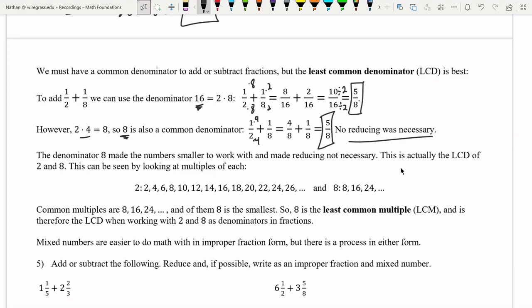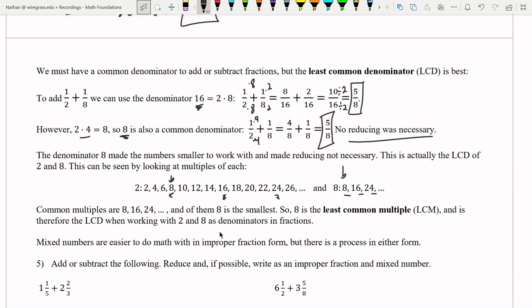You can actually find the least common denominator, the LCD, by just looking at multiples of the denominator. So 2 and 8, right? For 2, we have 2, 4, 6, 8, all the multiples of 2. For 8, it's 8, 16, 24. You can see that we have 8, 16, 24 in there. And of course, the least one is going to be 8. That's the LCD between 2 and 8.